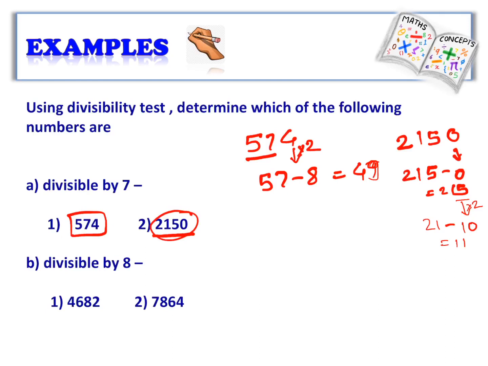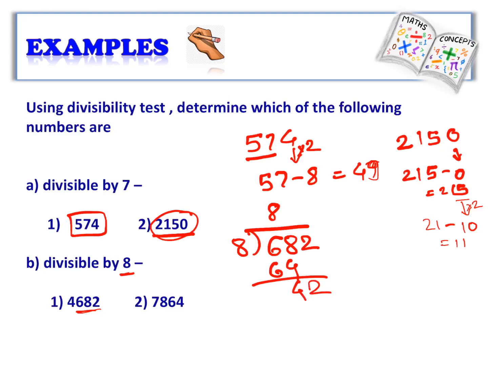Next examples are to check divisibility test of 8. If the last 3 digits are divisible by 8, then the given number is divisible by 8. So I'll check whether 682 is divisible by 8 or not. 8 8s are 64, and 8 5s are 40. So 682 is not divisible by 8, and that's why we can say that 4682 is also not divisible by 8. Next one is 7864.